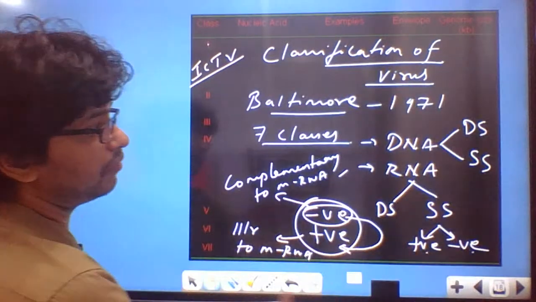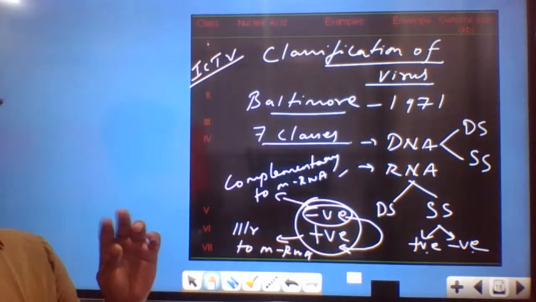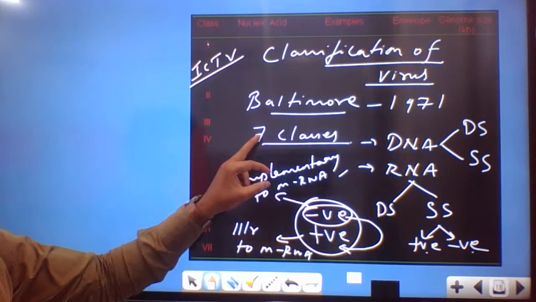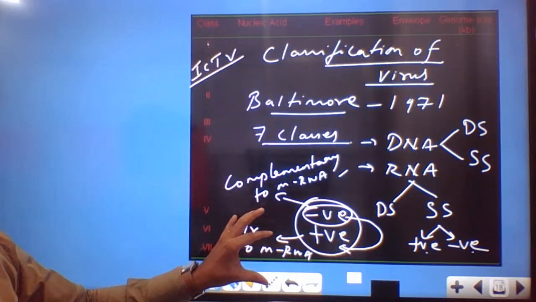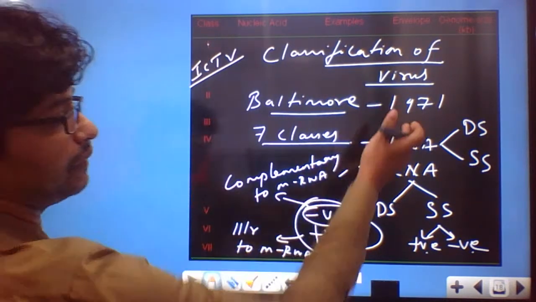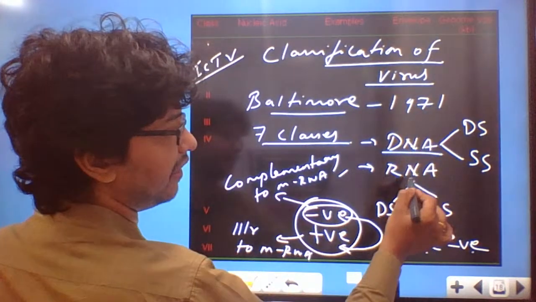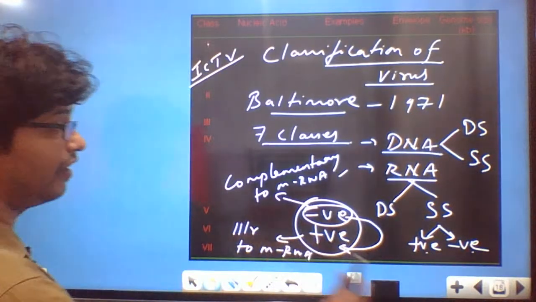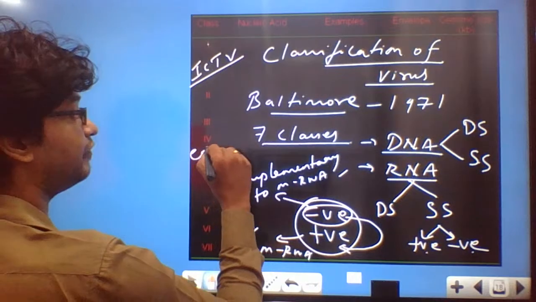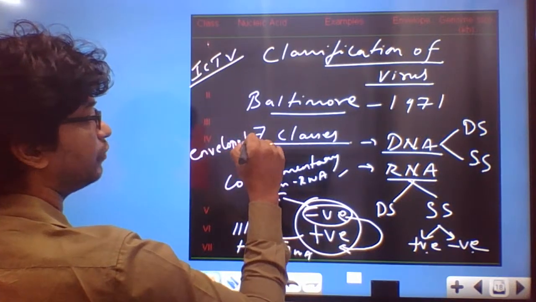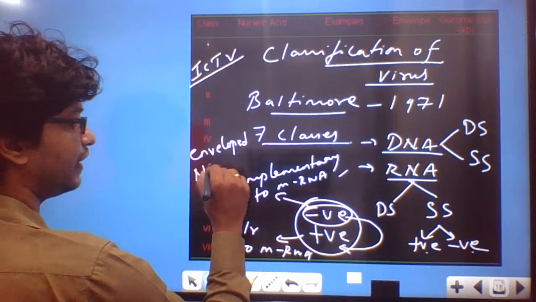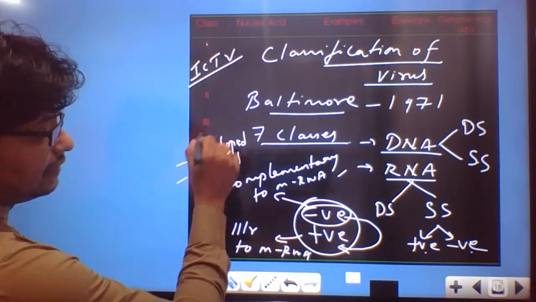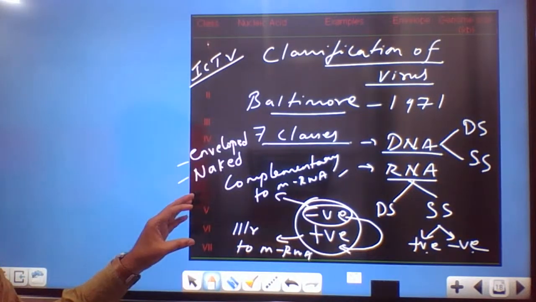This is how the Baltimore classification works. One thing you should understand: who gave the classification? Baltimore, in the year 1971. How many classes do we have? There are 7 classes. They are based on the genetic material, DNA or RNA, whether it's single stranded or double stranded, whether it's positive sense or negative strand, and also whether it has an envelope. Certain viruses have the outermost coat like an envelope, and some viral groups are naked. So these are the parameters that we took as far as the classification is concerned.